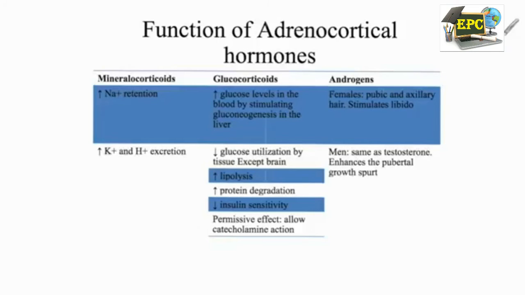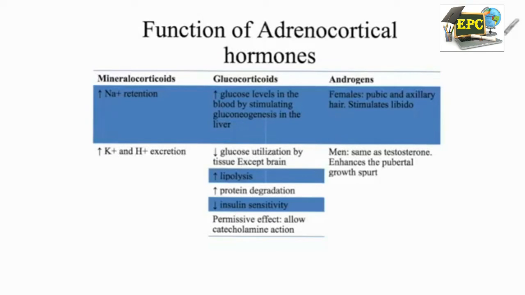So the function of the aldosterone is basically to increase the sodium retention, and once we increase the sodium retention, water will follow it, and when we increase the water component, we would increase the blood volume, and by this we will end up with an increase in the blood pressure. It also increases the excretion of the potassium and hydrogen out of the body through the kidney.